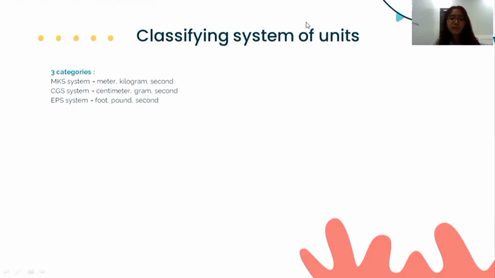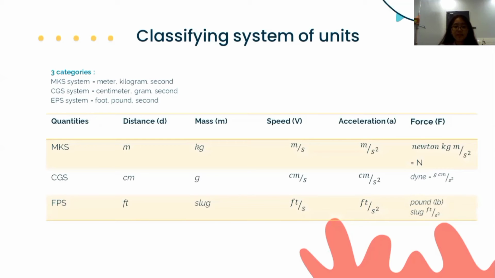Classifying system of units is divided into 3 categories. MKS system, which stands for meter, kilogram, and second. CGS system, which stands for centimeter, gram, and second. And FPS system, which stands for foot, pound, and second. Next, we have the table of distance, mass, speed, acceleration, force in MKS, CGS, and FPS.